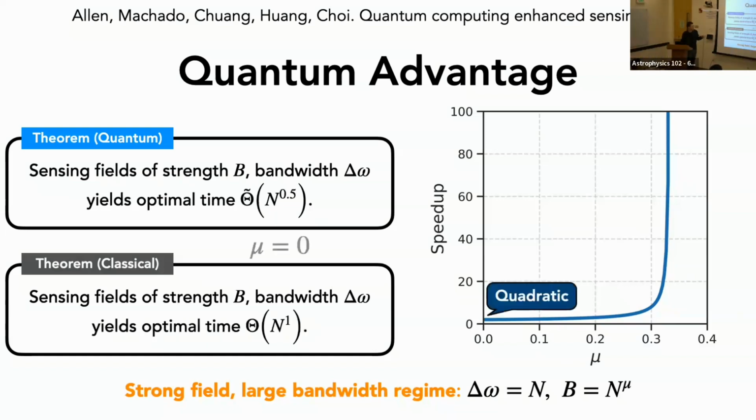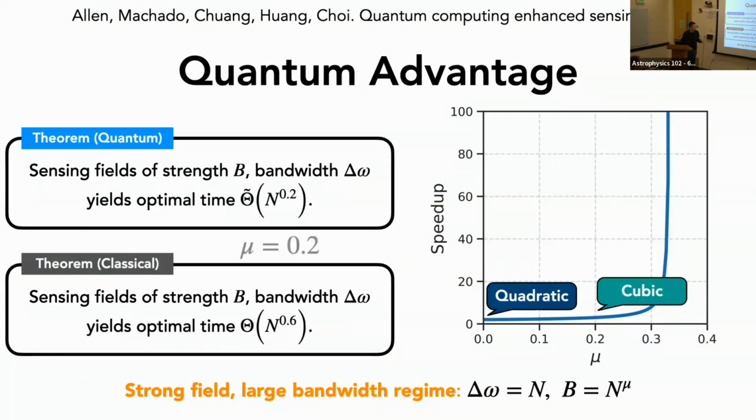So let's look at a few examples. Let's say mu equal to 0. Then this term just becomes n to the 0.5, square root n versus linear in n. So at mu equal to 0, when the field is constant, not a strong field limit, we just get a quadratic speed up. That's just an innocuous quadratic speed up. But now when we look at some slightly larger mu, say mu equal to 0.2, then we can plug into the formula that I was showing earlier. And now in the quantum case, it's n to the 0.2, and the constant case is n to the 0.3, which is now the cubic speed up.